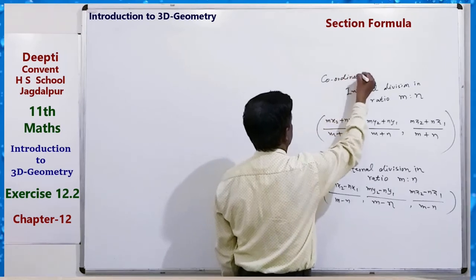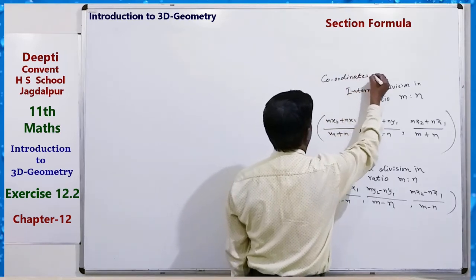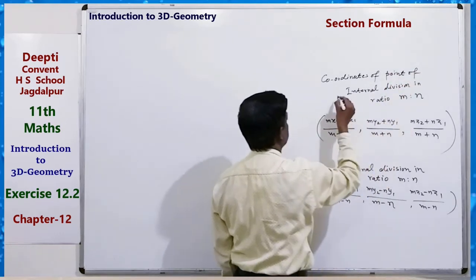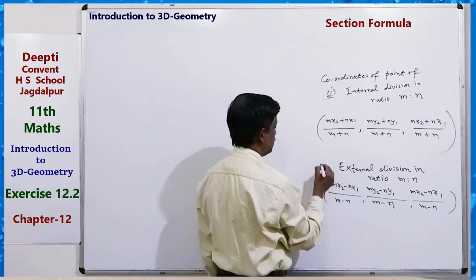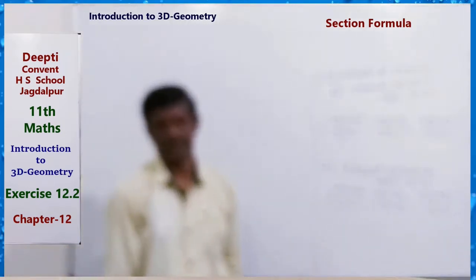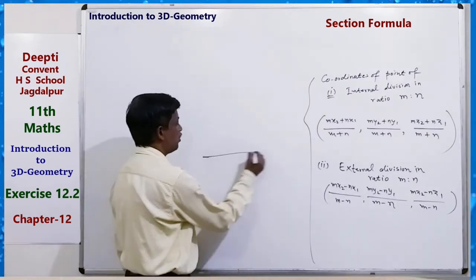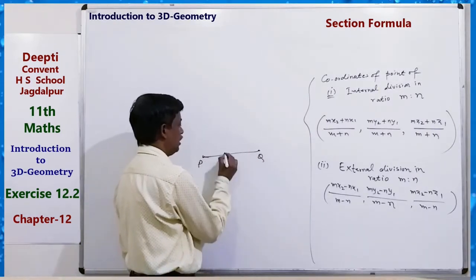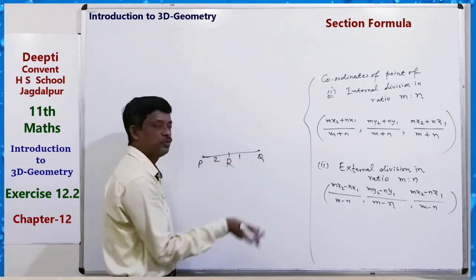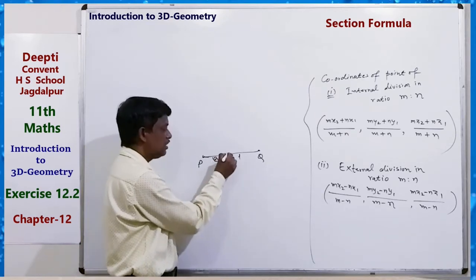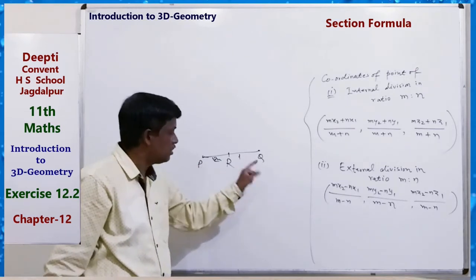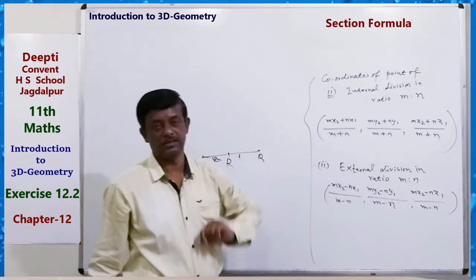Coordinate of point of internal division and external division. These are the formula. That is, if we have two points P and Q, and there is a point R dividing externally or internally in ratio m:n, like 2:1 or 3:4, then you can use its coordinate, in terms of the coordinates of P and Q, given by this.